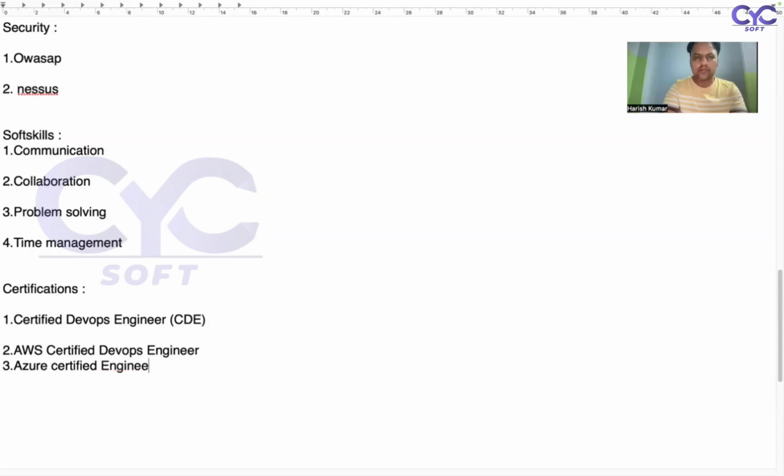Okay, engineer. Next, you can go with the fourth one, which is GCP Certified DevOps Engineer. Okay, try to go with this. Next, finally, I can go with the Certified Scrum Master. Okay, so there are certifications you can go for according to your experience level.